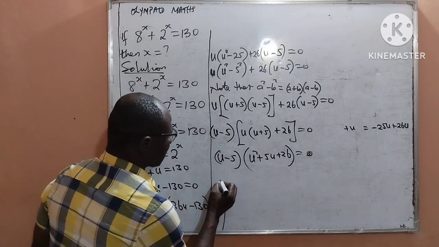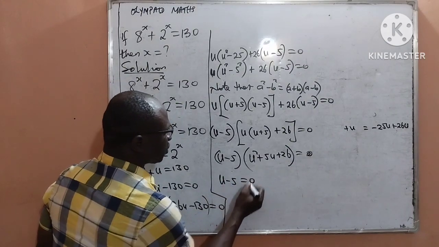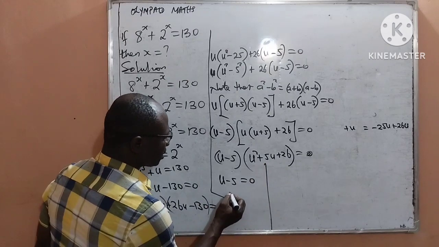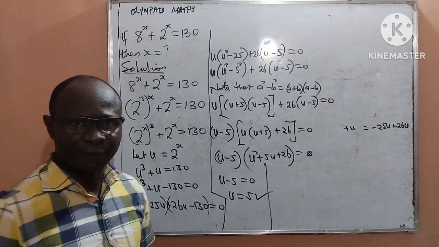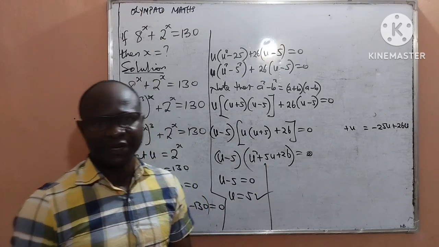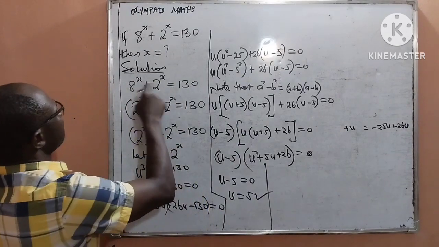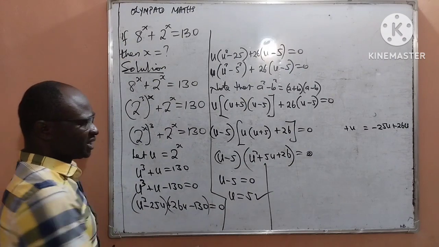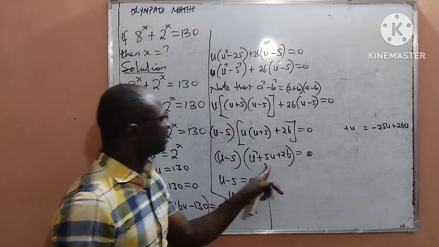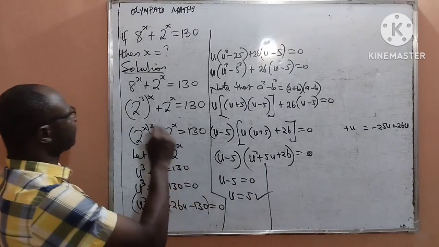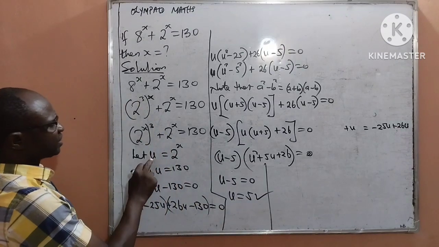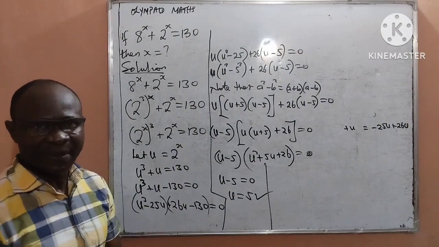Now what we do, we write u minus 5 is equal to 0, meaning that u is equal to 5. We have gotten the first value of u, but we are not looking for the value of u. We are asked to find the value of x. So after evaluating the second bracket, we now substitute the value of u equal to 5 into where we say let u be equal to 2 raised to the power x.